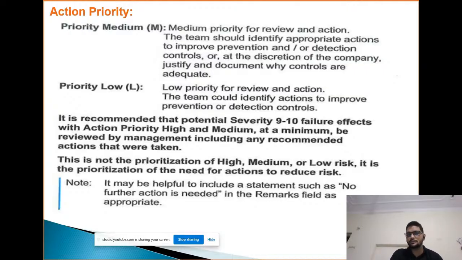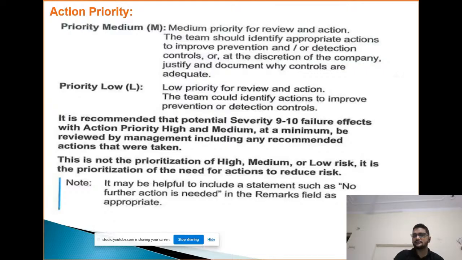Next, priority low. Priority low for review and action. The team could identify action to improve prevention and detection control. Now, it is recommended that potential severity 9 and 10 failure effects with action priority high or medium, at a minimum, be reviewed by the management. So in case of severity 9 and 10, review by the management, including any recommended actions that were taken.